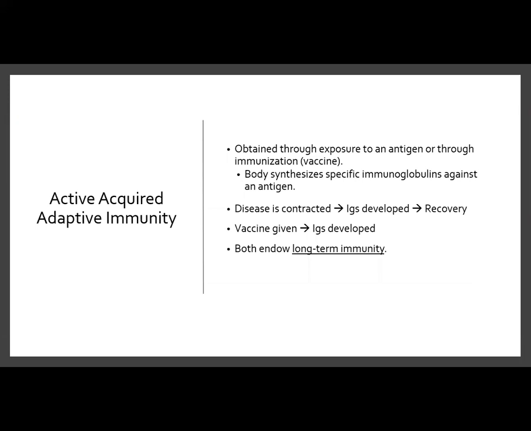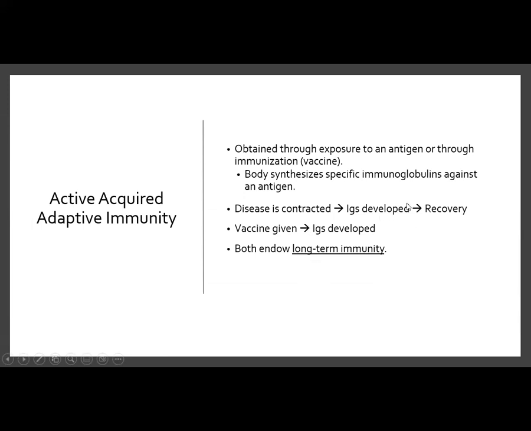So this is obtained through exposure to an antigen or through immunization. So things like a vaccine. Body synthesizes specific immunoglobulins against an antigen. Disease is contracted, immunoglobulins develop, you recover. So that's what happens. Like, for example, if you were exposed to chickenpox as a child, then you develop these antibodies against it, and then you eventually recovered from it.